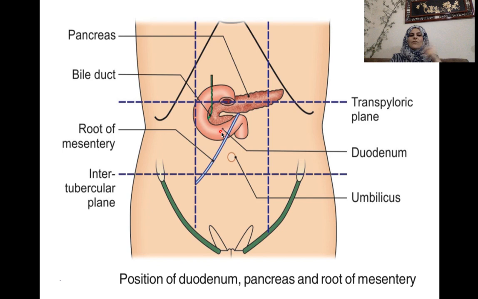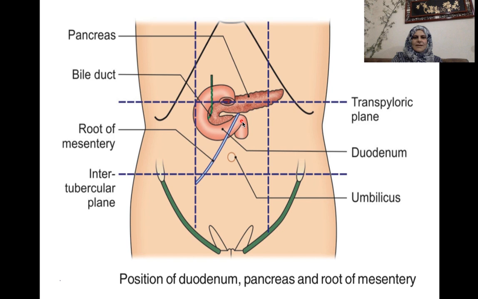Then I have the fourth part, اللي هو the smallest part, consists of 2.5 centimeters, represents the duodenojejunal flexure. هذا الفلكشر اللي مرفوع is due to a suspensory muscle of the duodenum, which we will explain in the next slide. من راح يطلع لنا راح يصير كلش واضح.